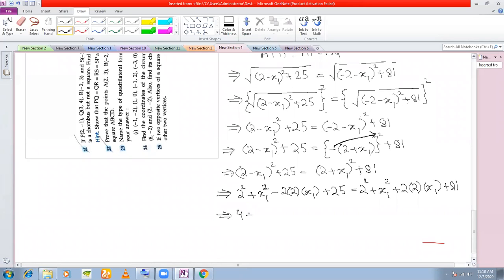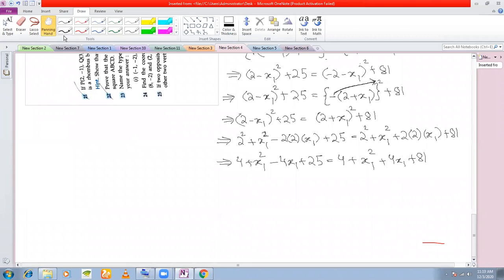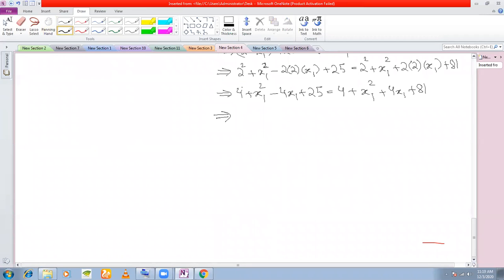So now this is (4 + x1)² − 4x1 + 25 is equal to (4 + x1)² + 4x1 + 81. Now what happens in the next step? This 4 and this 4 cancel. x1 square and x1 square also cancel. You're only left with −4x1 on this side and +4x1 on that side.